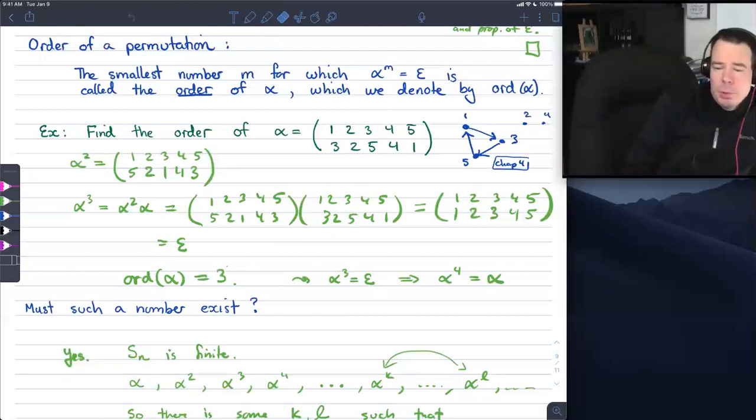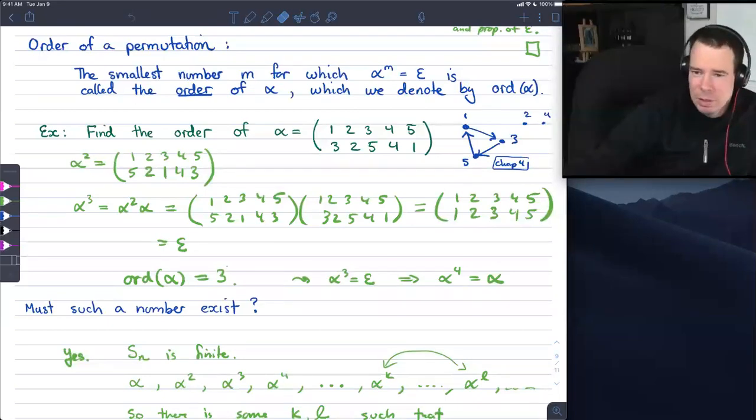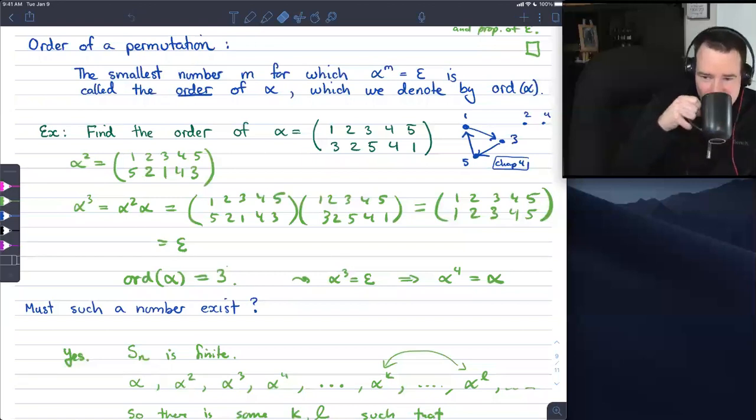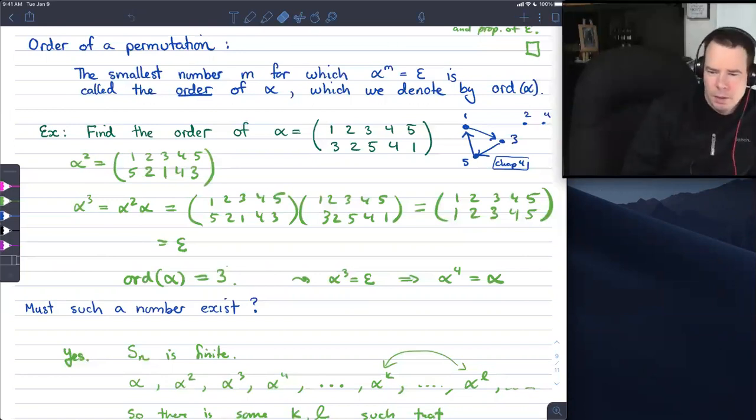Okay. So the order of a permutation is, as I said, the smallest number which we're going to say kills the permutation. So how many times you have to repeat the permutation on itself before you get back to the solved state or the identity. We did some examples here. Given a permutation alpha, we applied it to itself 3 times and got the identity. So the order was equal to 3.